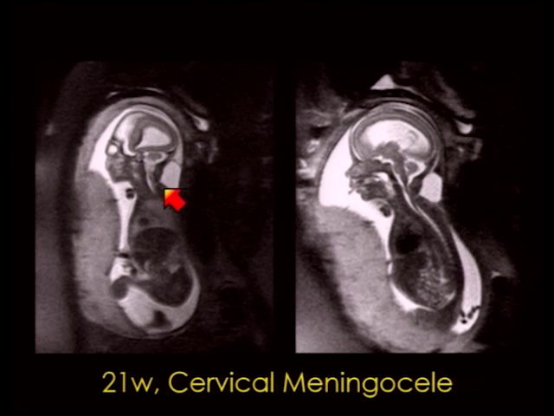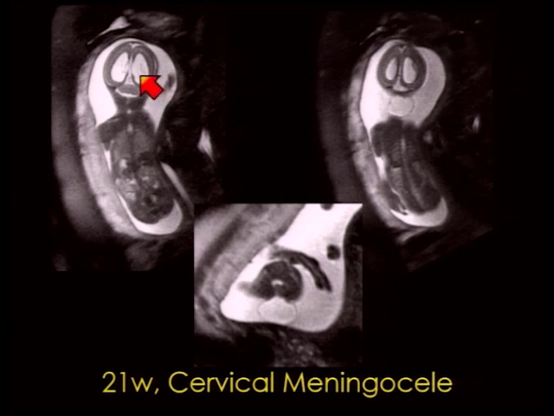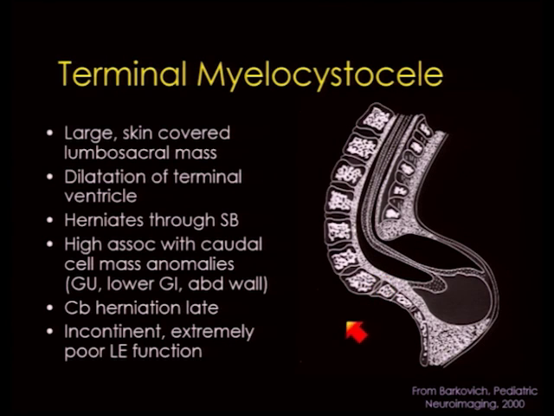Here's the posterior osseous defect, and then a skin-covered sac posteriorly off the neck. Note in this case associated with hydrocephalus due to alterations in the CSF flow dynamics. Here coronally, we can see the little posterior osseous defect. We want to recognize that the cord stays within the canal, does not enter the sac in the cervical type of meningocele.